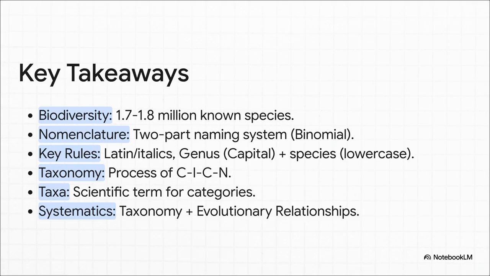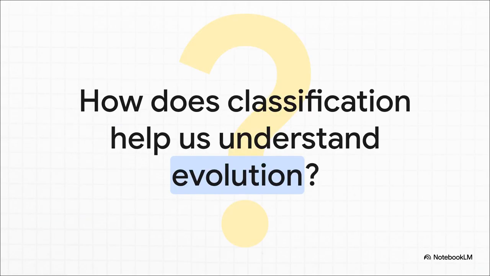Taxonomy, the science of classifying, and the steps are CICN. Taxa, the scientific word for categories. And finally, systematics, that's taxonomy plus evolutionary history. Got it? Awesome! So I'll leave you with this final thought.